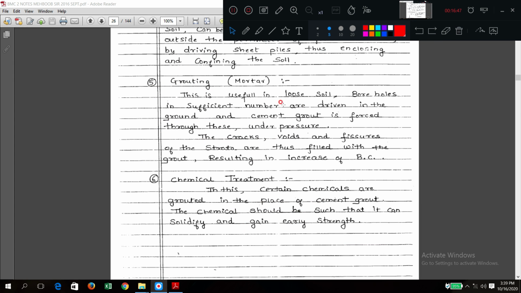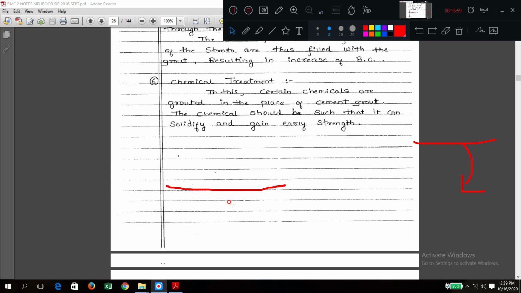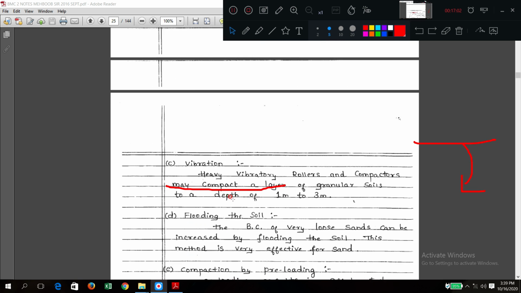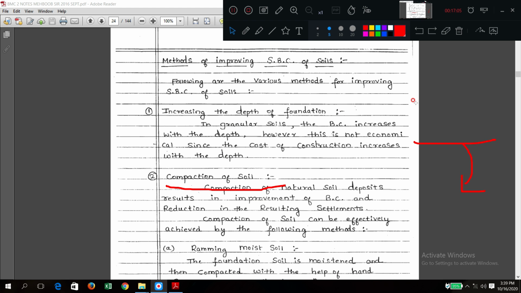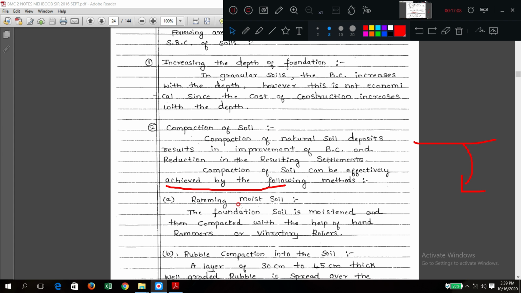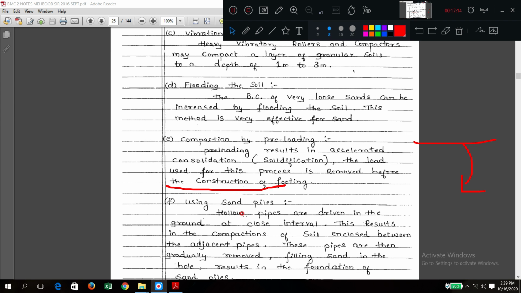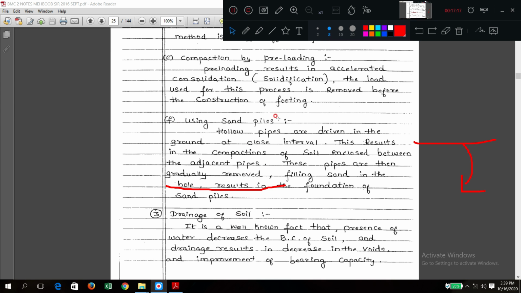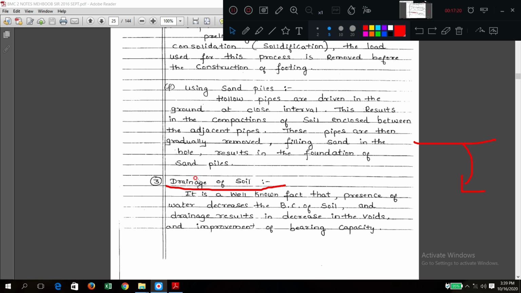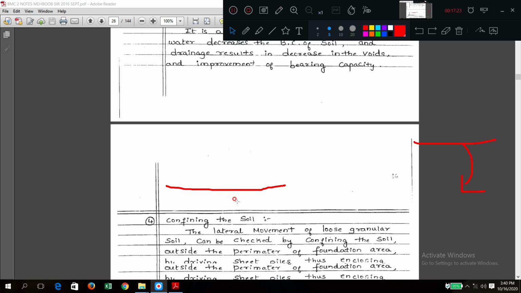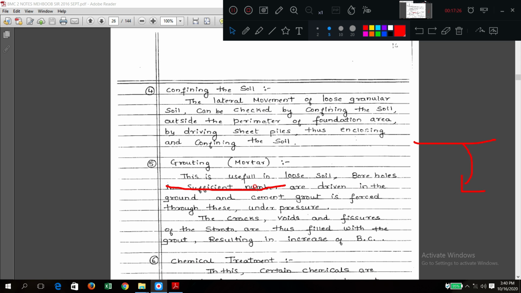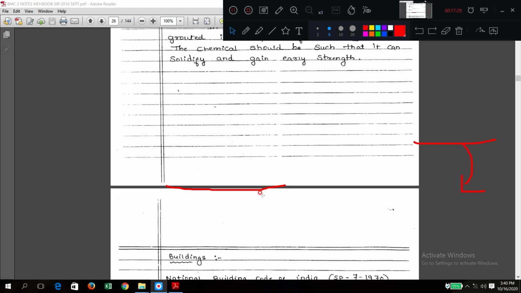Most probably this is the last one. What is this? Chemical treatment. By injecting chemicals also you can increase the bearing capacity. That you should understand. So how many methods have we seen? Depth of foundation can be increased. Compacting the soil. In compaction you have ramming, rubble compaction, vibration, flooding, preloading, sand piles. All those are compaction. Next is drainage. If you provide drainage, it is stable. Confinement is also there. Grouting, chemical treatment. So these are some of the methods.